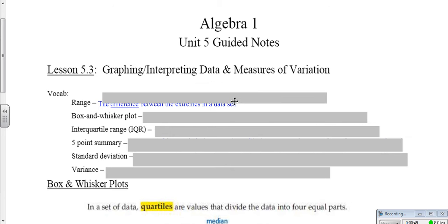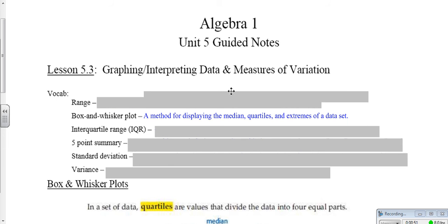A box and whisker plot. It's a method for displaying the median, quartiles, and extremes of a data set. A box and whisker plot uses the median, which cuts the data in half, and quartiles are medians of the lower and upper halves, and extremes again are maximums and minimums, and we'll show how we get those later.